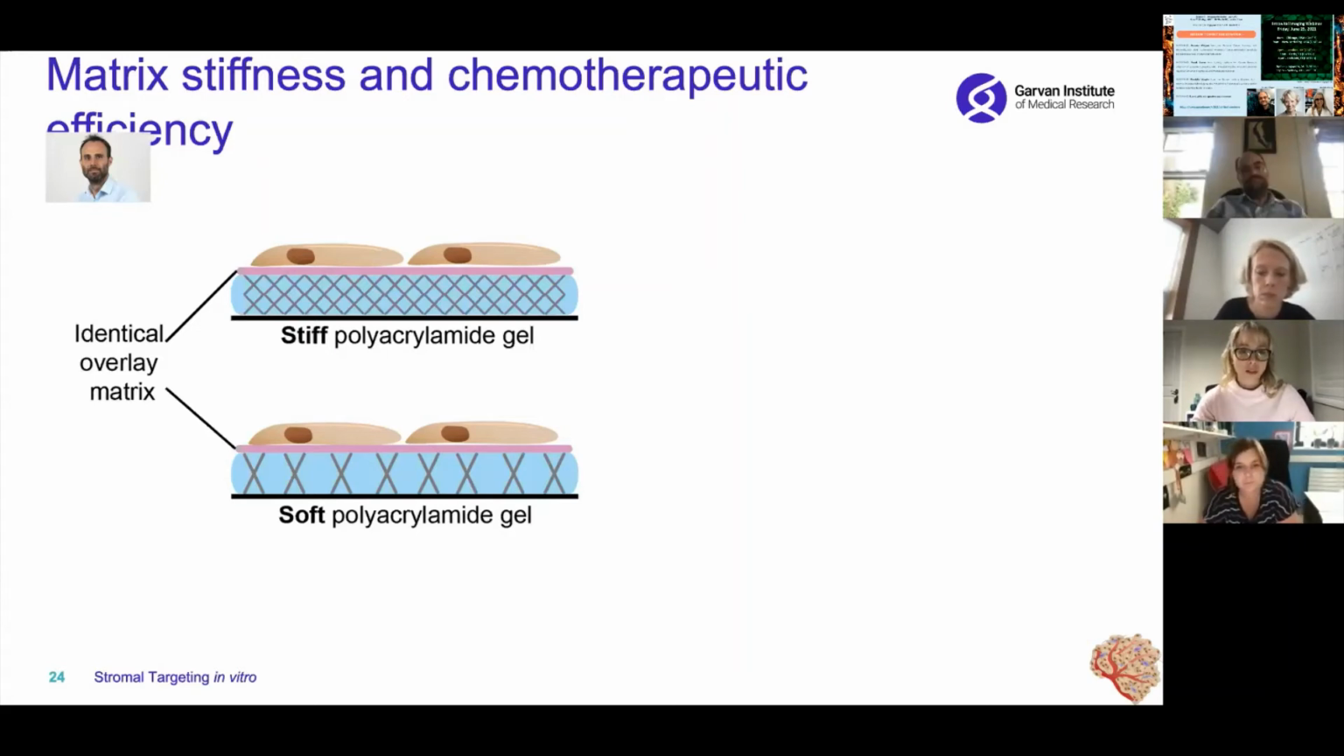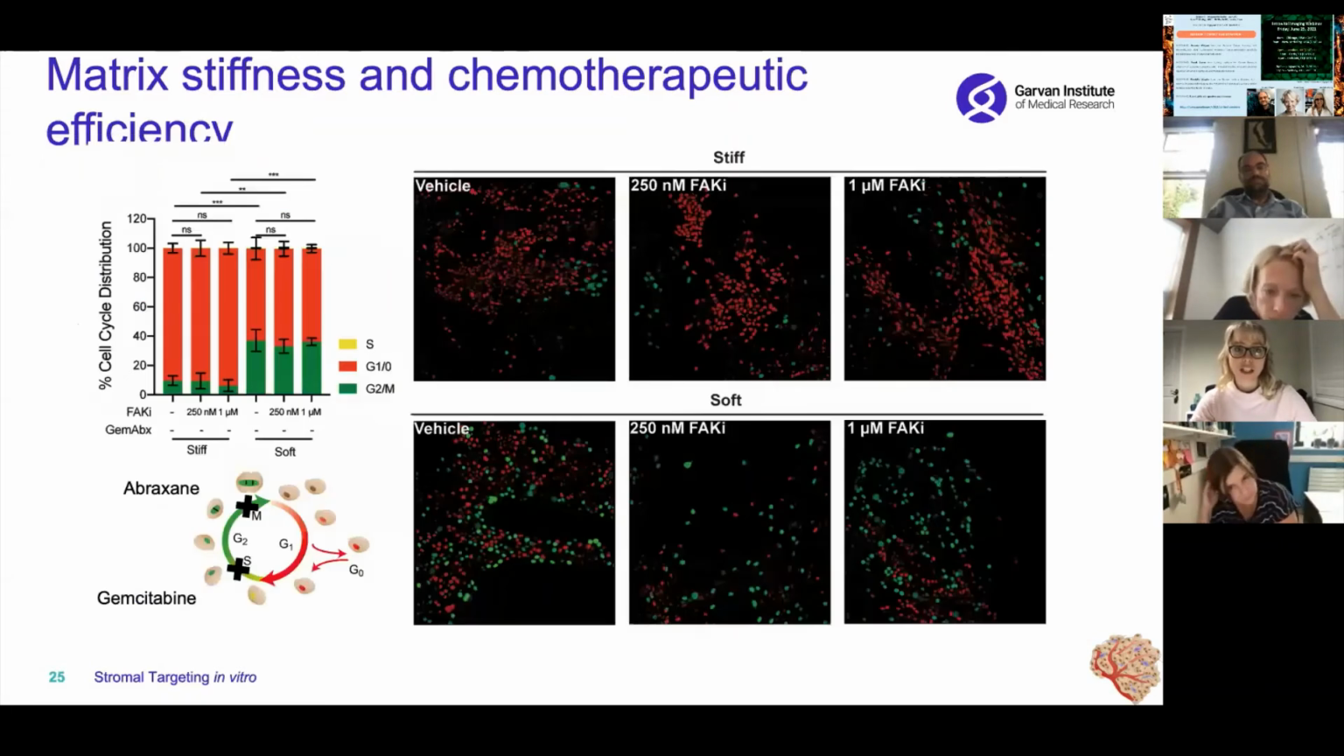So here we took two different gels, one that was quite stiff and one that was quite soft, but that both had identical overlays of collagen. We then seeded KPC cells expressing the Fucci cell cycle reporter onto these, and wanted to see if by changing the stiffness of the matrix which the cells were seeded onto, we saw a change in the cell cycle. So I apologize for how confusing this slide possibly is, but I'll walk you through it.